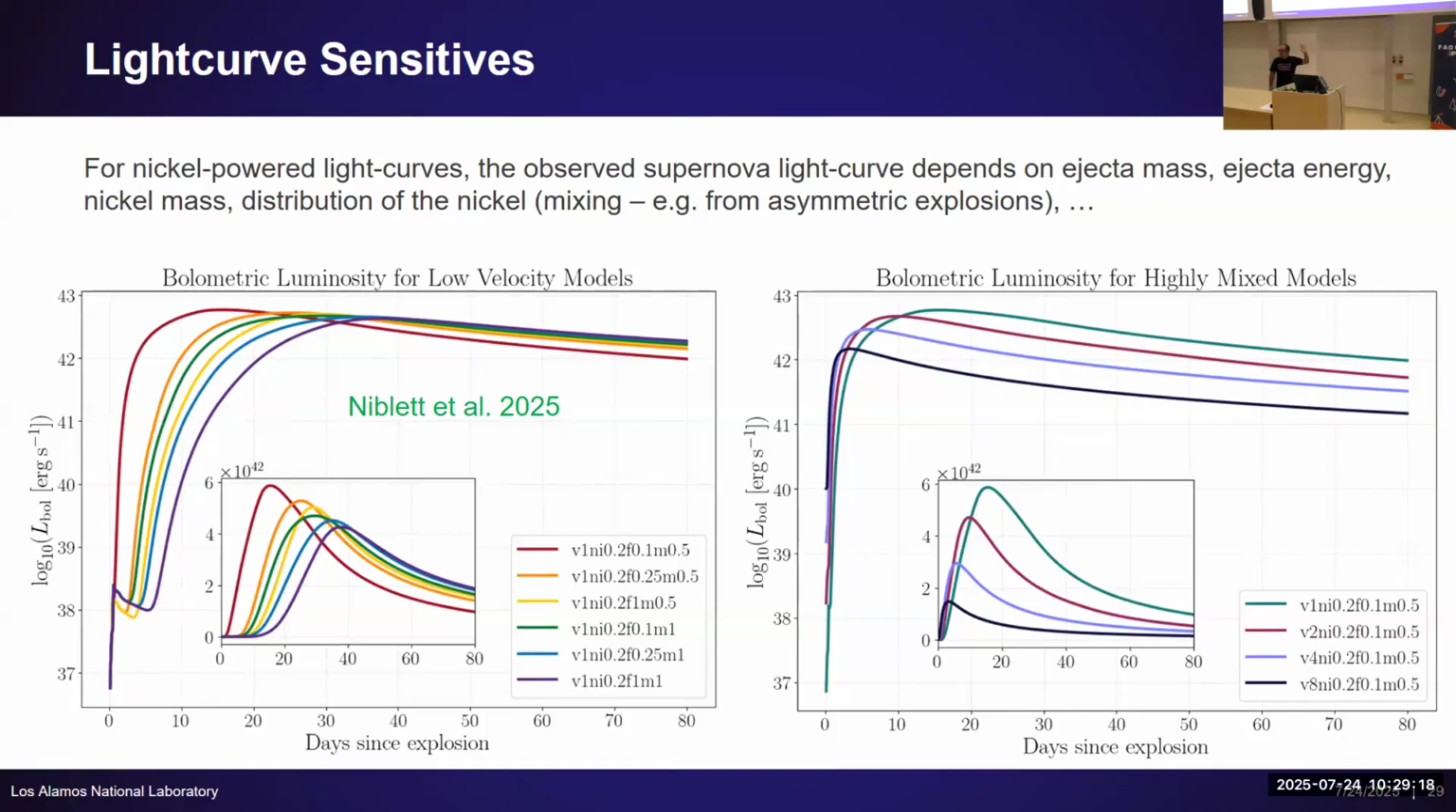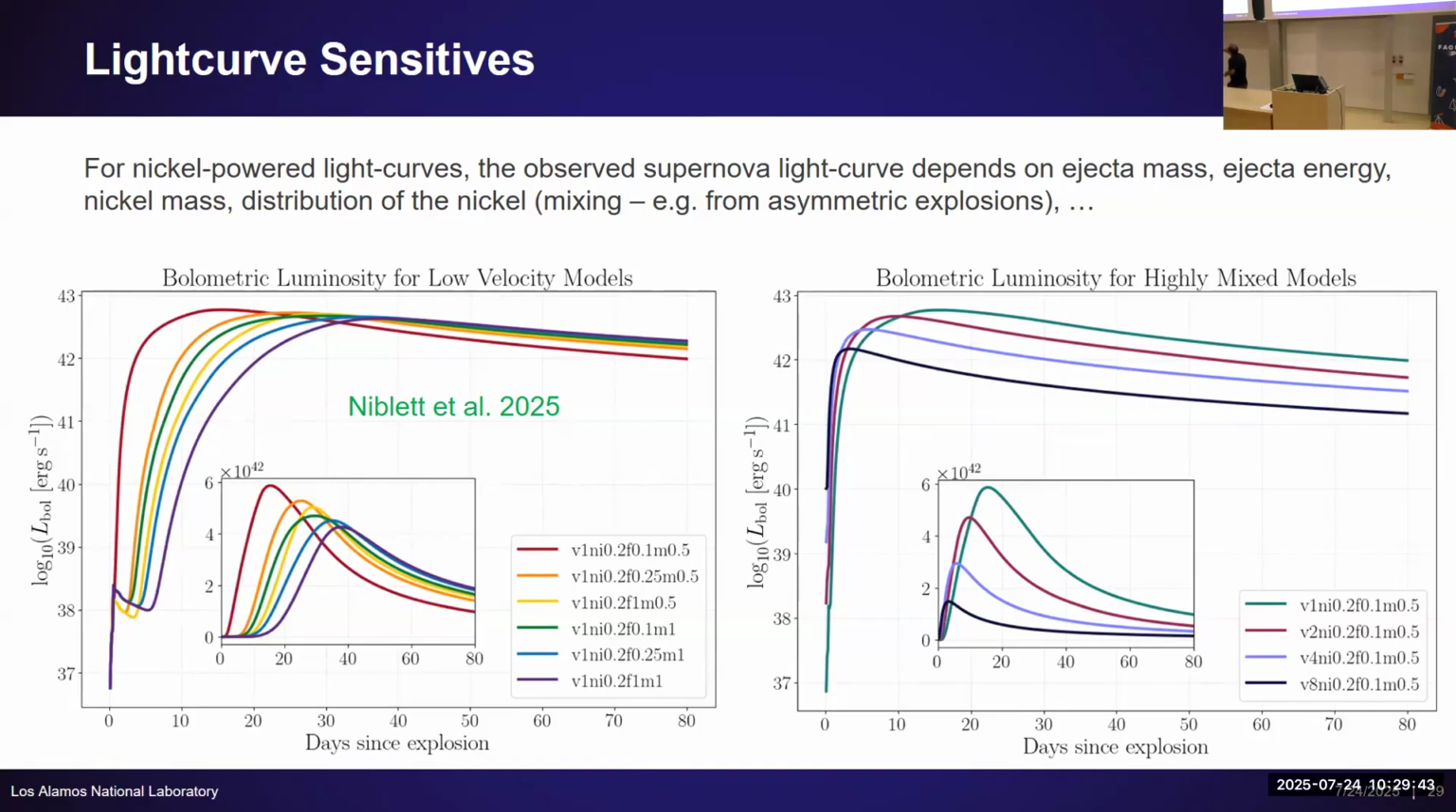I decided, okay, I have a student. I'm going to let them just do a parameter study. Let them explode things, play with the nickel mass, the nickel distribution, the velocity. So these are a set of models. On the left, it's a set of models where we played with where the nickel is distributed. The nickel is in the core for the core collapse model, and some of it we spread out. And that changes the rise time.